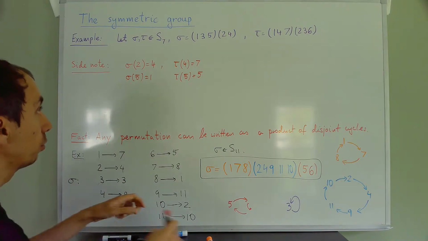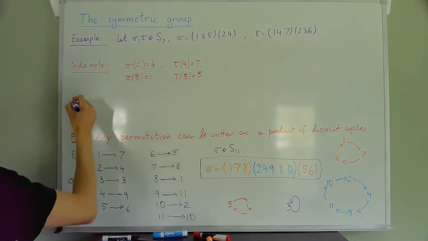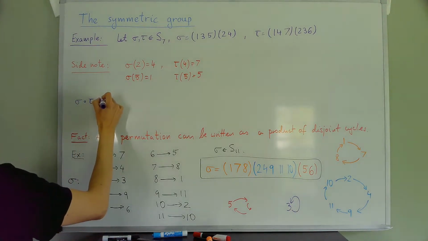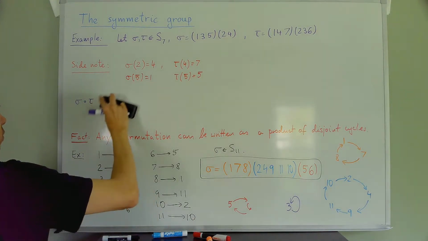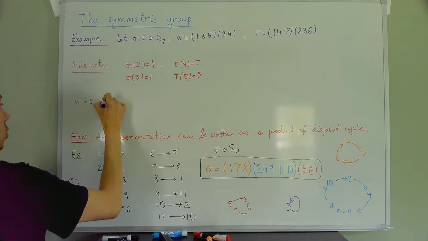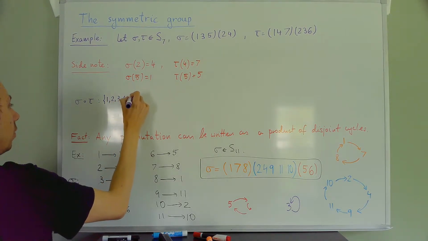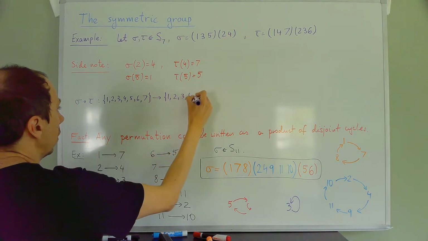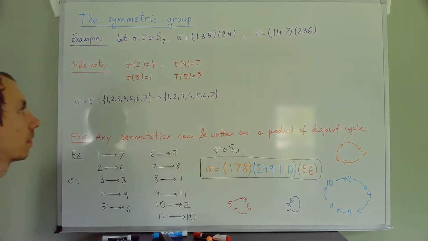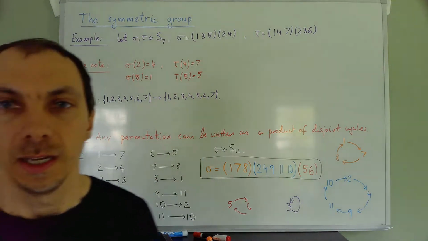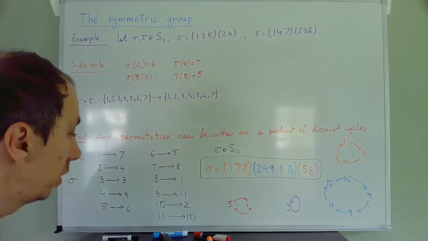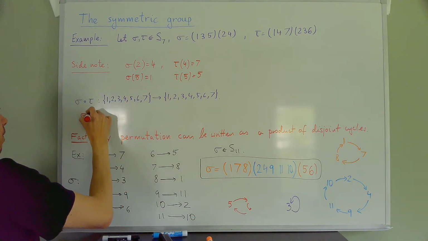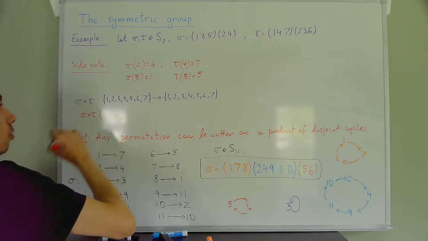Okay, so now we want to compose them. So let's compose sigma and tau. Remember, this is still in S7, right? So in other words, sigma composed with tau is still a function, it's still a bijection from the set 1, 2, 3, 4, 5, 6, 7 to itself. Again, just as a side note, let's compute what this does to some elements. And then we'll actually write it in cycle notation. So let's start with 1.